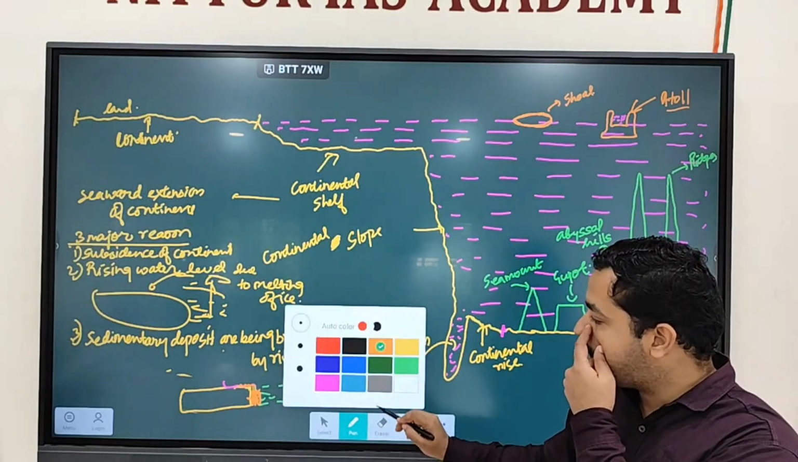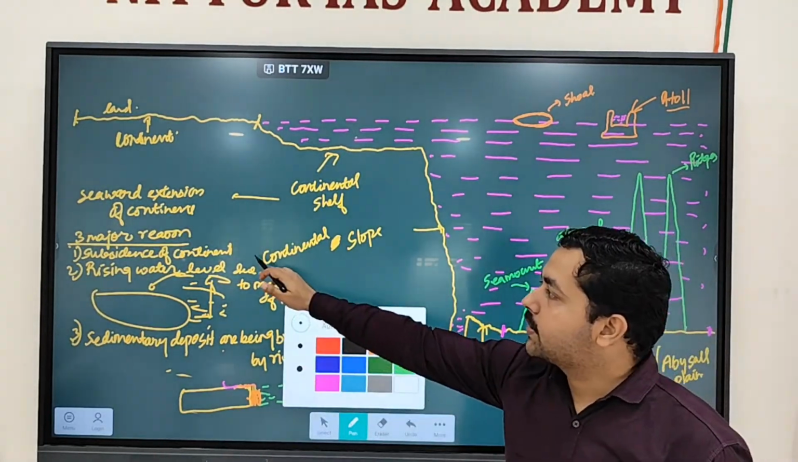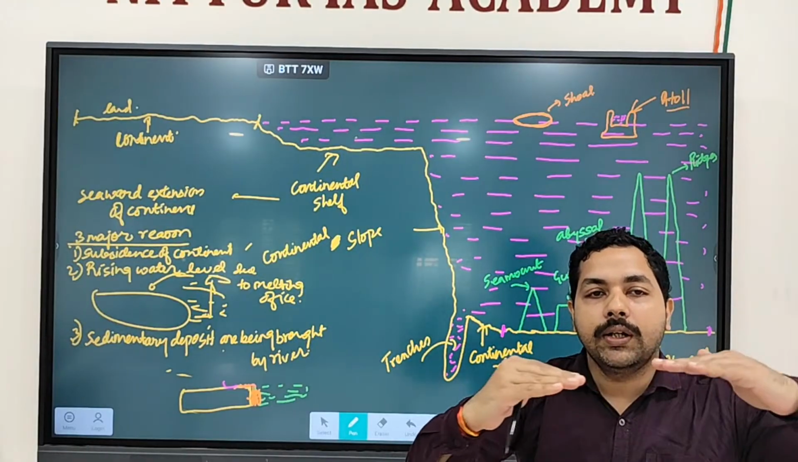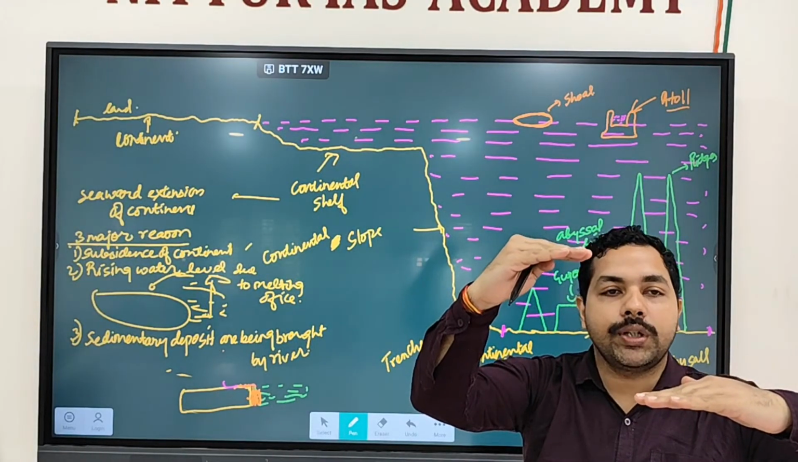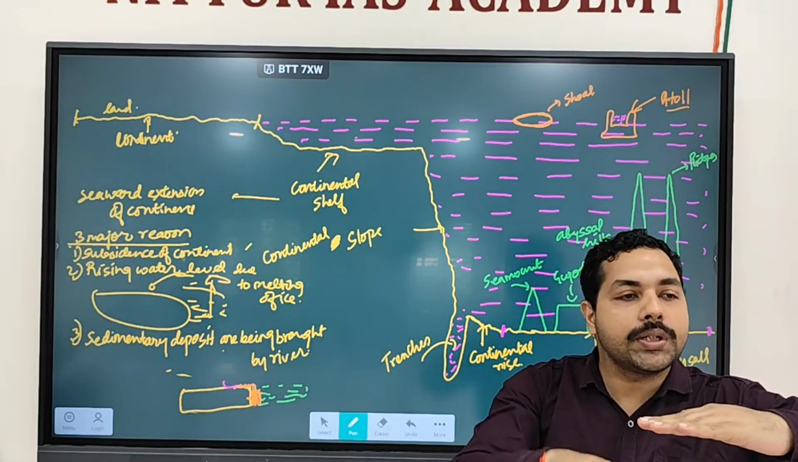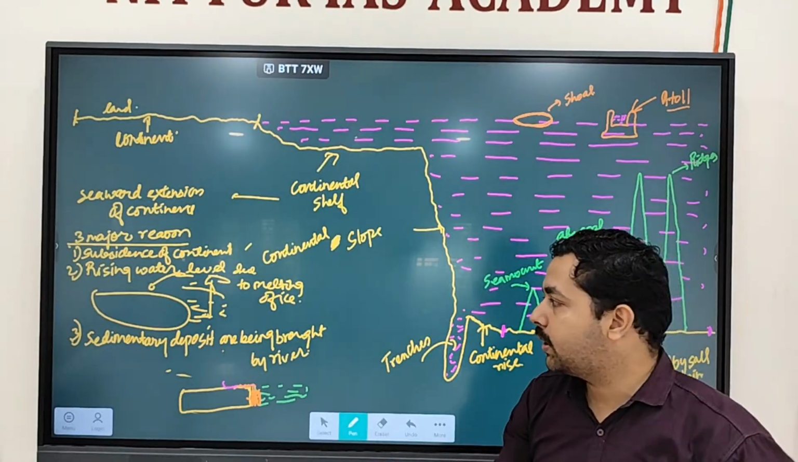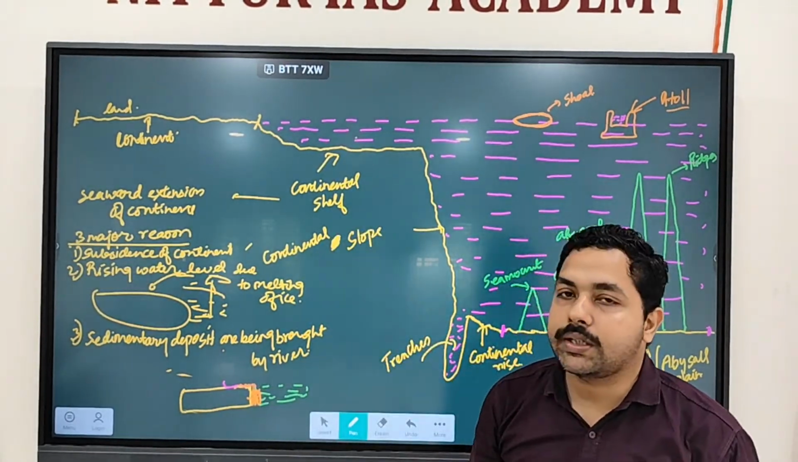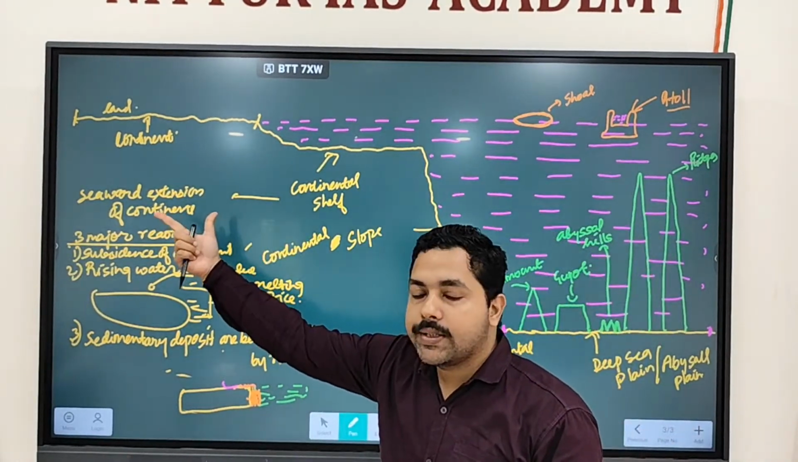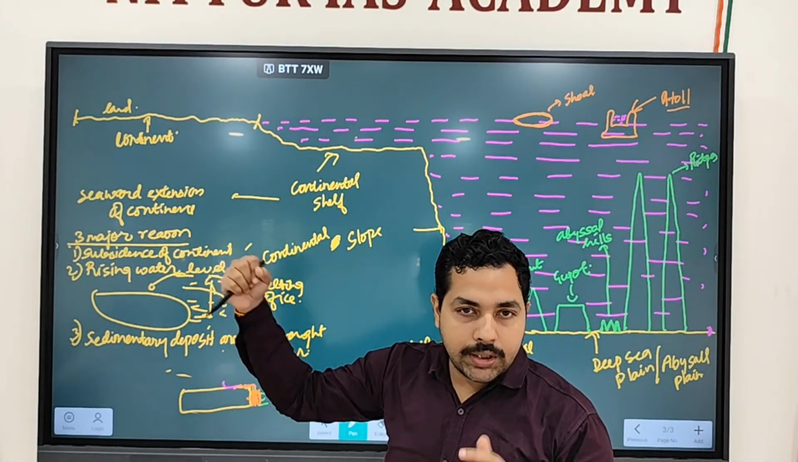So the continental shelf is created due to these three reasons. Subsidence of the continent, either the continent is moving down so water is entering, or the water level itself is going up so water is entering, or the third thing, rivers are bringing sedimentary deposit and depositing it. That is the reason why the continental shelf is being created. So in simple terms, what is a continental shelf? It is a seaward extension of the continent.